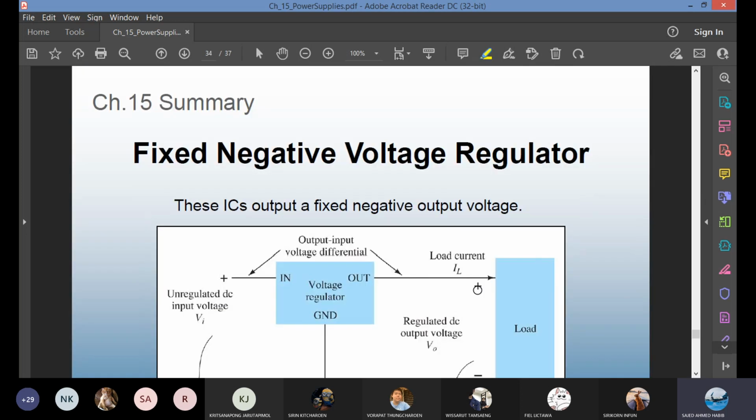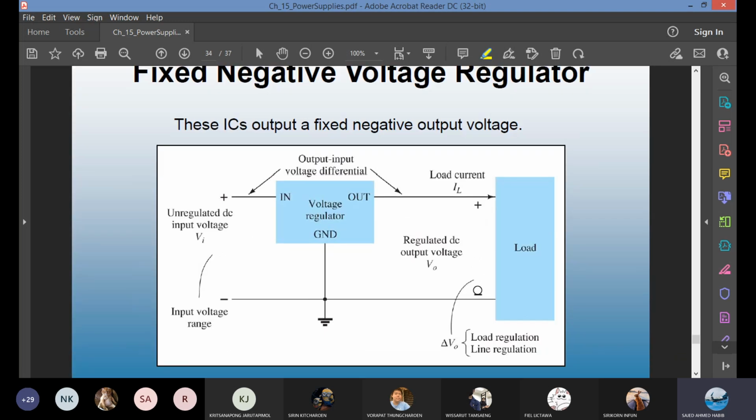For a fixed negative voltage regulator, if you pick a negative voltage regulator model, I have never used a negative voltage in any of my projects. I use only the 78 series. So I don't know if any of you are using it in your senior projects or not, but if you buy this type, the connections are the same.